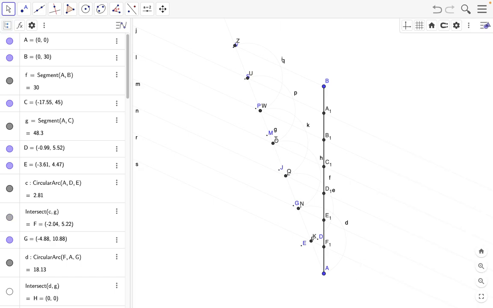So you see that now this AB is divided equally in the 7 number of divisions. Thank you.